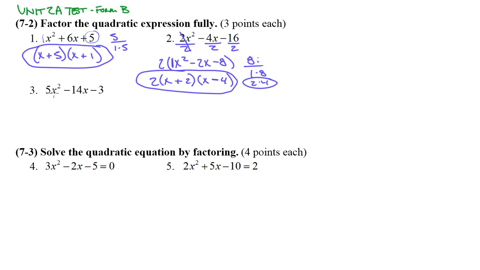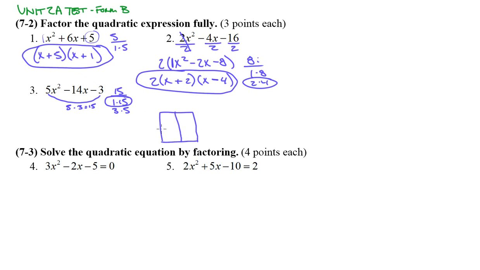Okay, number 3. Is there anything we can factor out of 5, 14, and 3? No, we can't. So this is where we want to multiply the first by the last. 5 times 3 is 15. So now we come up with the factors of 15. 1 times 15, 3 times 5, and I think that's it, isn't it? Yeah. Now we have to find the factors that have a difference of 14. 15 and 1 have a difference of 14. So those are the 2 numbers we're going to put into our little window pane, if you'll remember.